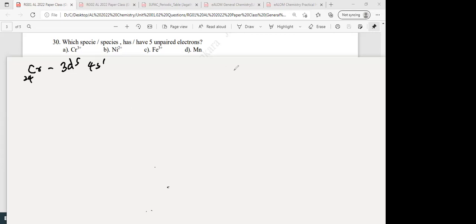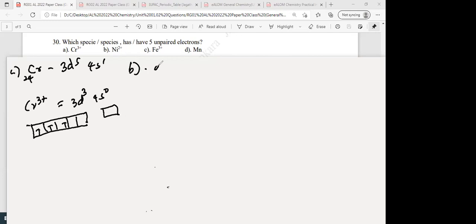When it becomes Cr3+, what happened? It becomes 3d3, 4s0. So then the outermost shell contains how many unpaired electrons? Only 3. Cr3+ has only 3 unpaired electrons. Cr has 6 unpaired electrons, but Cr3+ has 4s0, nothing. In 3d3, there are 5 orbitals, so we have only 3 unpaired electrons. That is not there. Then next one, nickel.